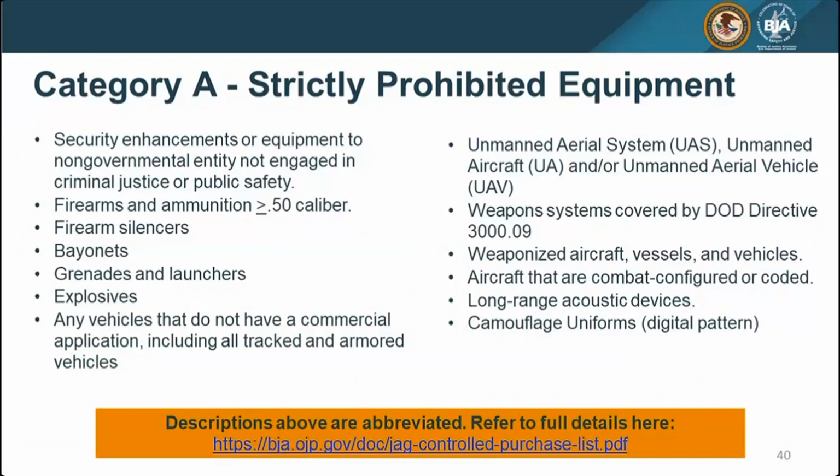So let's go over in more depth what the strictly prohibited items are. Drones, obviously we mentioned. Silencers, anything larger than a .50 caliber. Grenades. This has been a big thing. We've seen a lot of launchers, and we've had a lot of questions regarding launchers. So just be mindful that any type of explosive or launcher is going to be unallowable at this point. And any kind of weaponized aircraft, camouflage uniforms. I don't think anyone's using bayonets anymore, I don't think that's a thing, but it's on here.